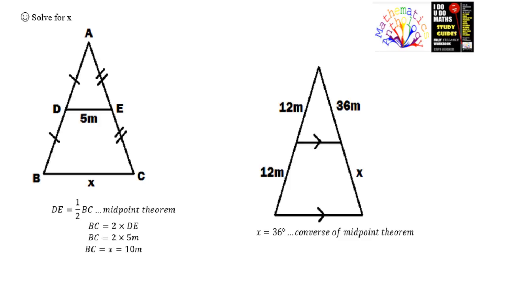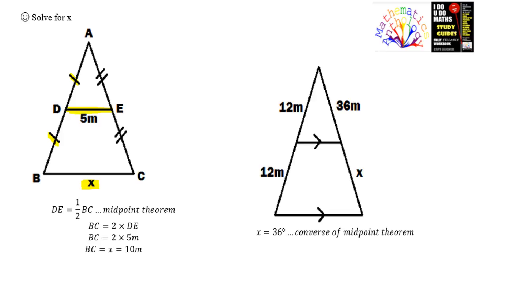Let's look at the midpoint theorem and solving for unknowns. So here we have x at the bottom, it's a side. I know that this side will be twice the middle line here because the middle line joins one midpoint of AB, which is D, to the other midpoint of AC, which is E.